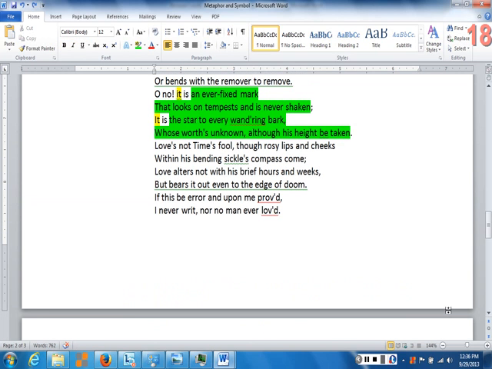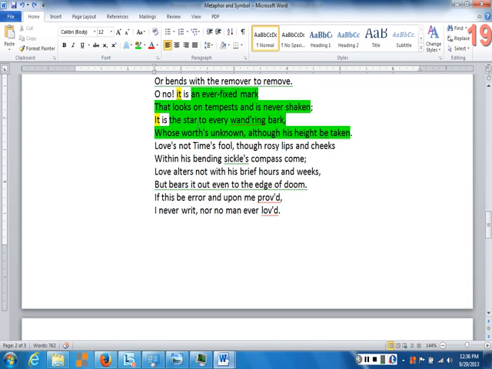And so let's go back to our second one, okay? It is the star to every wandering bark, and bark, by the way, is a kind of ship. So these are nautical or maritime metaphors here, all right? The mark would be like the navigational marks that seamen use, that mariners use to find their way. Could be something like a buoy, could be something like a lighthouse, that sort of thing, all right? And then the wandering bark would be a kind of sailing ship.